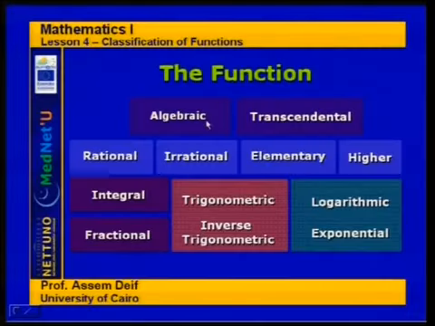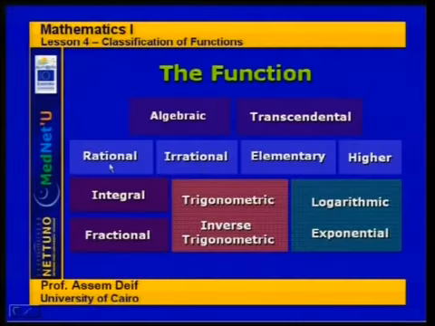Now, any function must lie within this flow chart, or this table. A function is either algebraic or transcendental. By algebraic functions, as we mentioned before, f of x has to be computed using the algebraic operations. And we differentiate between two kinds of algebraic functions: either they are rational or irrational.